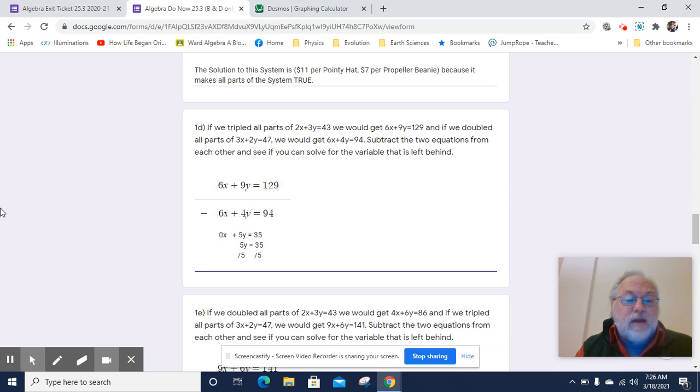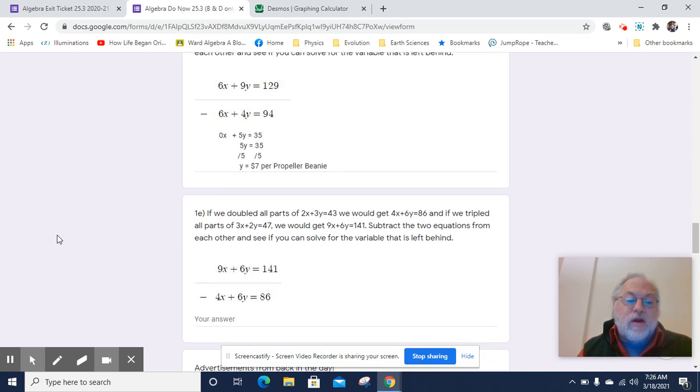Okay, so I'm going to divide both sides by 5 since both sides are 5 times too big. And I get y equals $7 per propeller beanie. Cool. That was one of the coordinates for our solution.